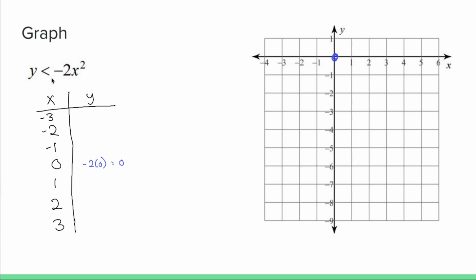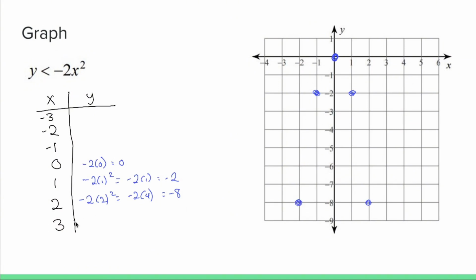When I plug in 1, and again, since this is a parabola, and the left side and the right side are going to behave the same way, whatever I get for 1, negative 1 is going to be the same. So negative 2 times 1 squared is negative 2 times 1, which is negative 2. So 1 is negative 2, negative 1 is negative 2. Let's do the same thing for 2. Negative 2 times 2 squared is the same as negative 2 times 4, which is negative 8. Now we should know that if you are negative 8, you are negative 8.